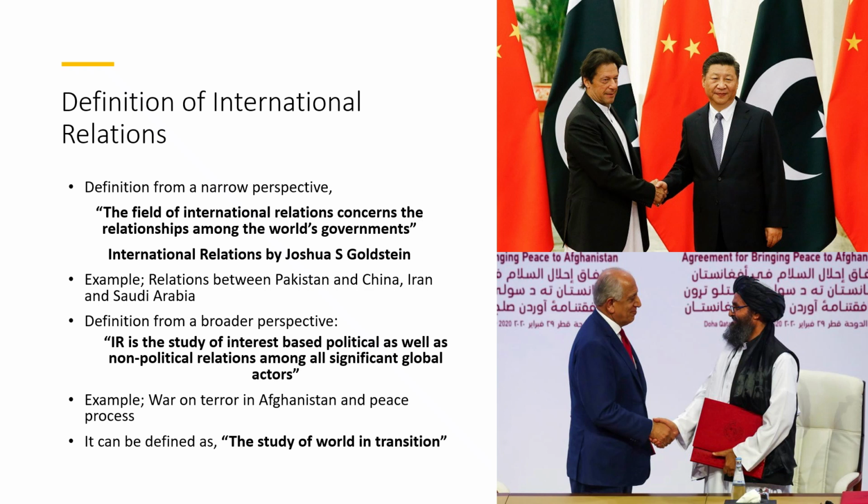And if any of you has ever studied international politics, you will realize that this definition is somewhat similar to international politics. What do we study in international politics? In international politics, we study the relationship between different governments. We study the political relationship between different governments. So this is just the definition of international relations from a narrow perspective, that this field concerns the relationships among the world's governments. Okay, this is a very basic idea of what international relations is.